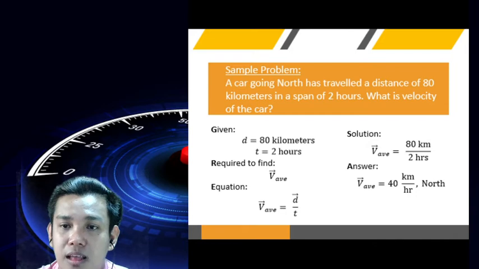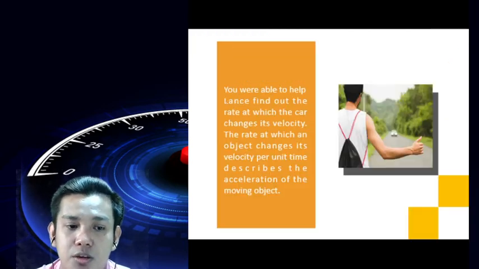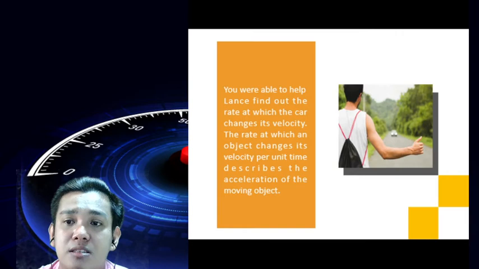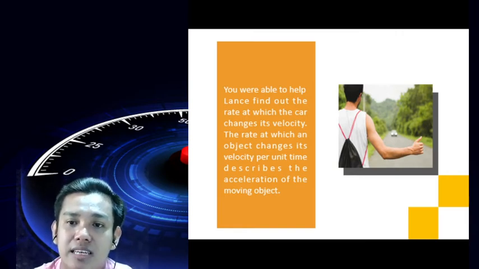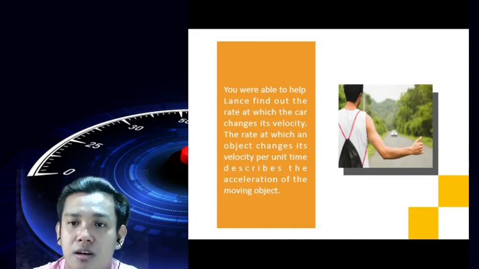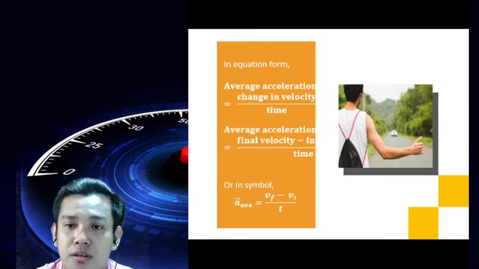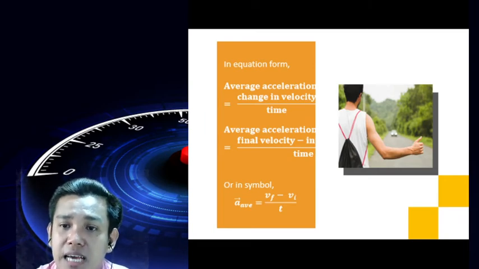Okay? Next, you were able to help Lance to find the rate at which the car changes its velocity. The rate at which an object changes its velocity per unit time describes the acceleration of the moving object. So, in equation form, average acceleration is equal to change in velocity over time, or average acceleration is equal to final velocity minus initial velocity over time.